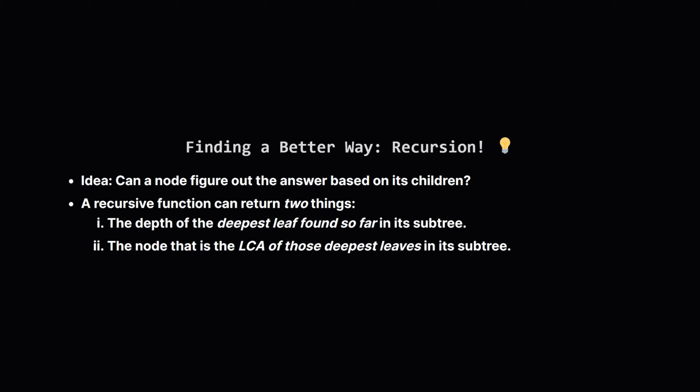Let's think recursively. What if each node could ask its children about the deepest leaves below them? Imagine a function that, when called on a node, returns two pieces of information. First, the depth of the deepest leaf it found in its entire subtree, and second, the actual node that is the LCA of those deepest leaves within that subtree. If we could design a function like that, the answer for the whole tree would just be the LCA node returned by calling this function on the root.